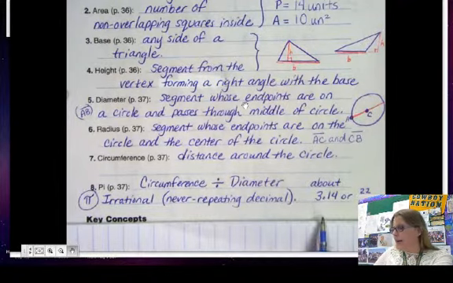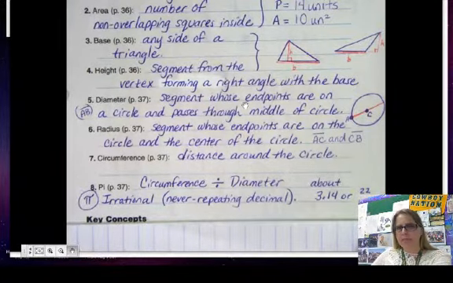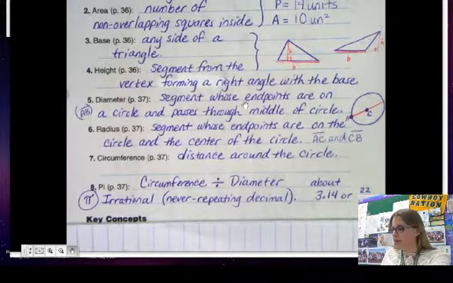And pi is about 3.14 or 22/7. When you're using your calculators, you're going to want to find the button on it that has a pi button so that you can use that when you're using your calculators. It's much easier.